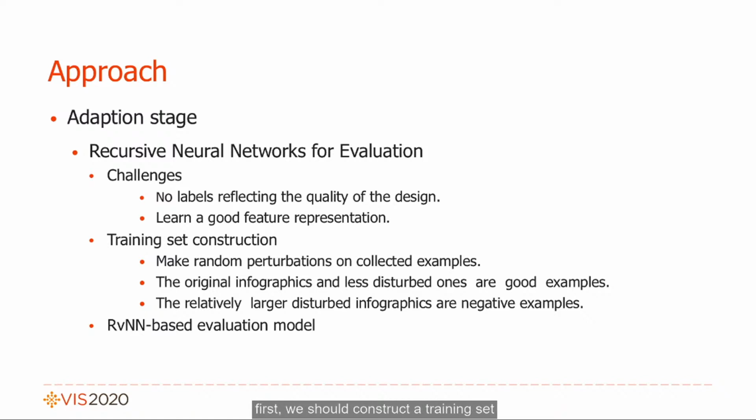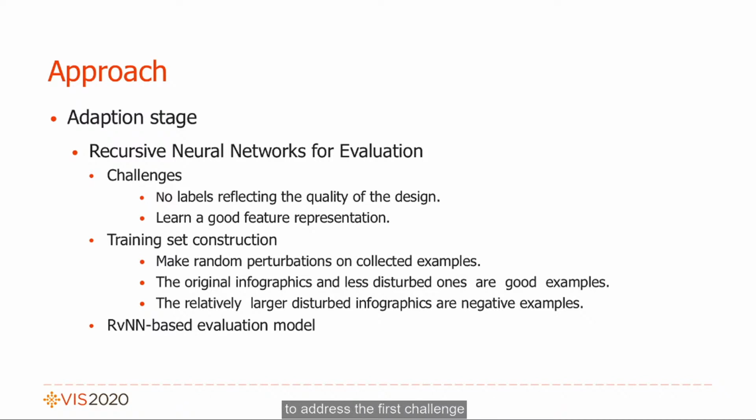First, we should construct a training set with effective labels from the example library. The challenge is that the example library only contains labels for visual elements and attributes, while our task requires labels reflecting the quality of spatial relationships in a design. Second, we should learn a good feature representation for spatial relationships in infographics.